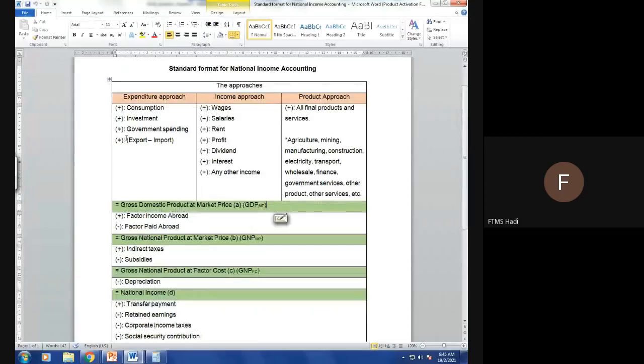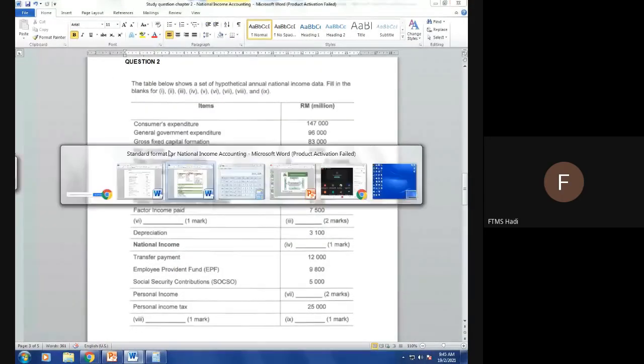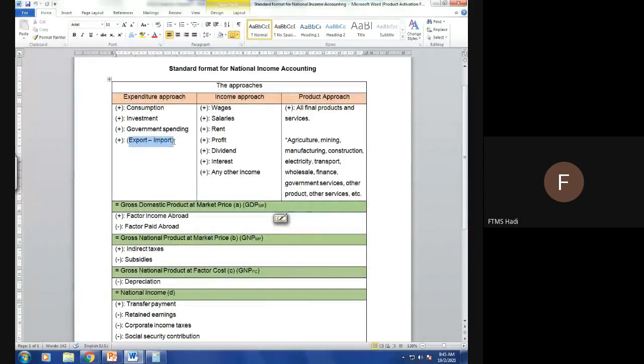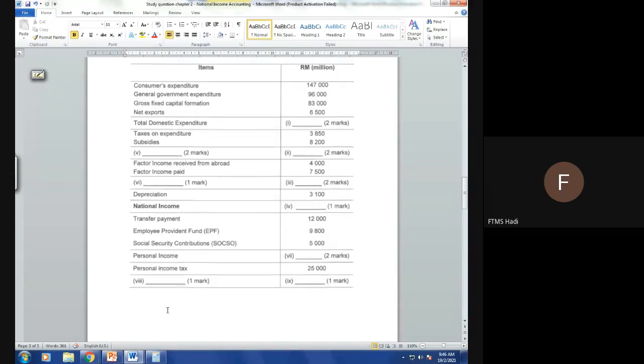Net export means they already calculated export minus import, which is net export. So please help me to add everything. Add, add, add, and add. How much do you get? Do you get this one? Total domestic expenditure, which is GDP. Question number one, the answer is add up everything.